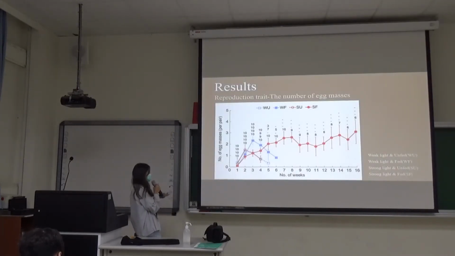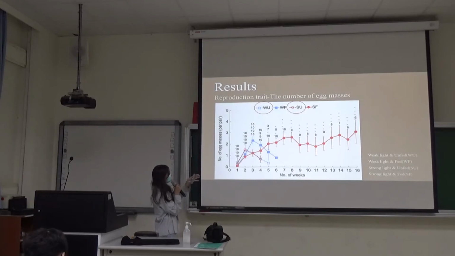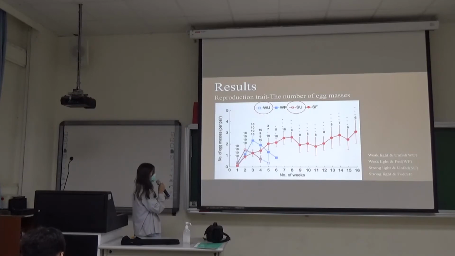X label is number of weeks, Y label is number of egg masses. Then we can see these two lines, W and SU, is weak light unfitted and strong light unfitted. You can see these two lines didn't have significant difference. So the effect of light in unfitted is very small.